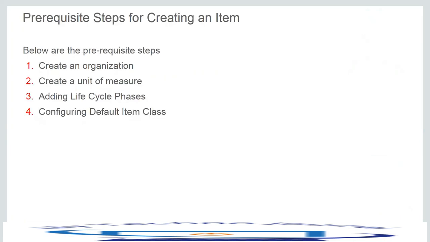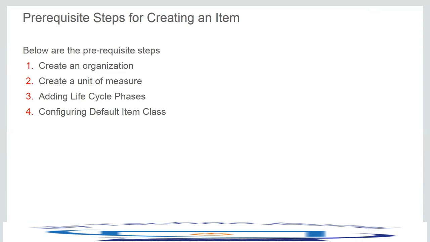So these are the topics. The first topic is on item setup steps. This particular section basically discusses the steps required for creating an item. So these are the prerequisite steps for creating an item. That is, create an organization, create a unit of measure, adding lifecycle phases, configuring default item class. So the first two steps, that is create an organization and create a unit of measure, we have already covered in one of the previous lessons.